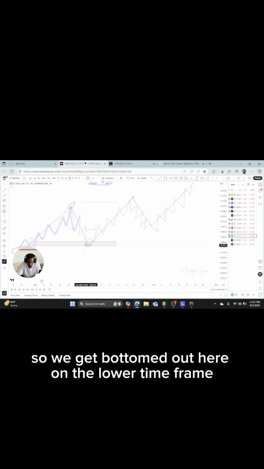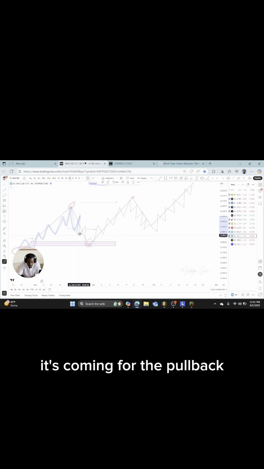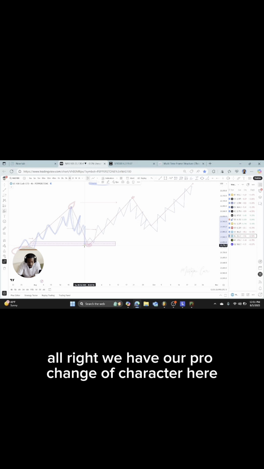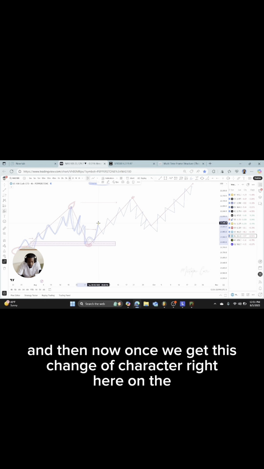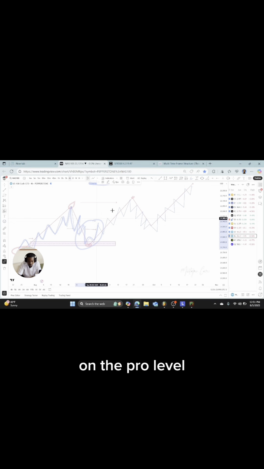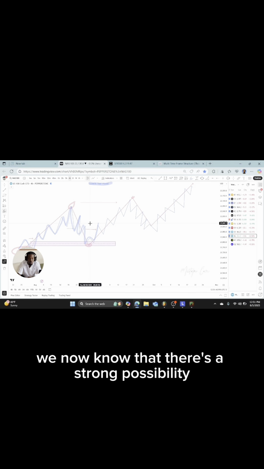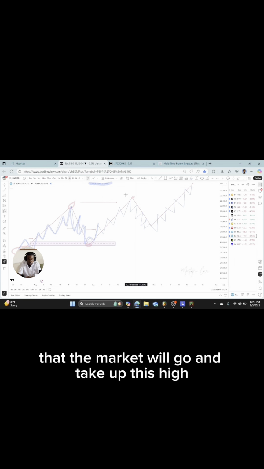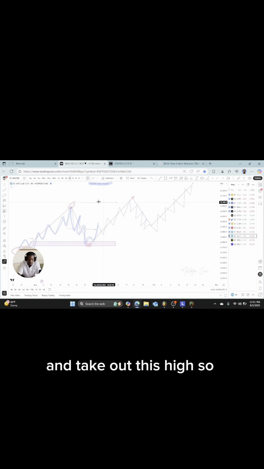So we get bottomed out here on the lower time frame. It's coming for the pullback. All right, we have our pro change of character here, and once we get this change of character right here on the pro level, we now know that there's a strong possibility that the market will go and take out this high.